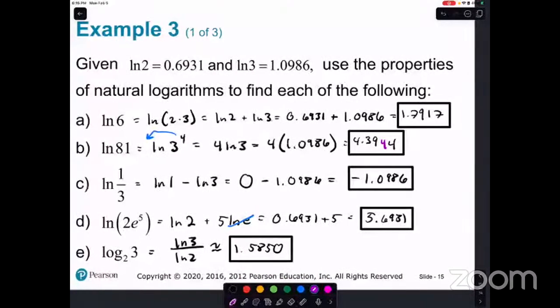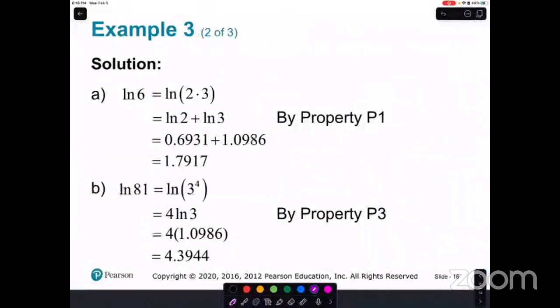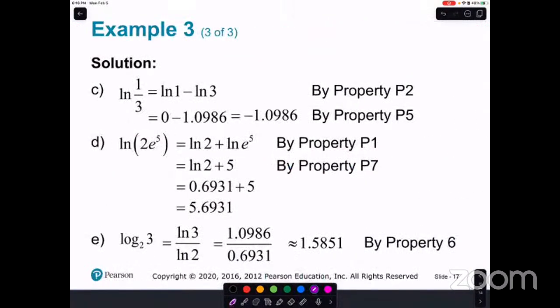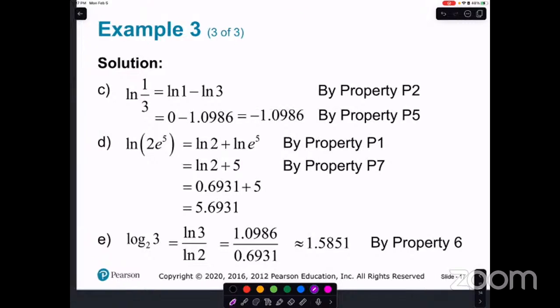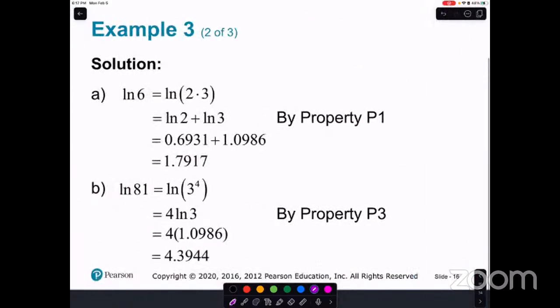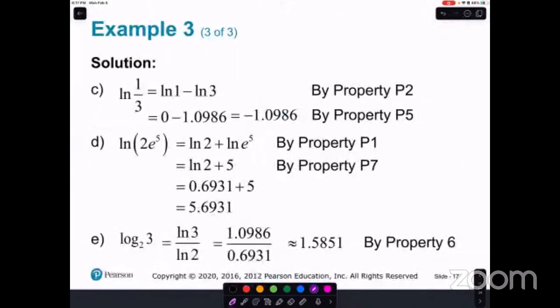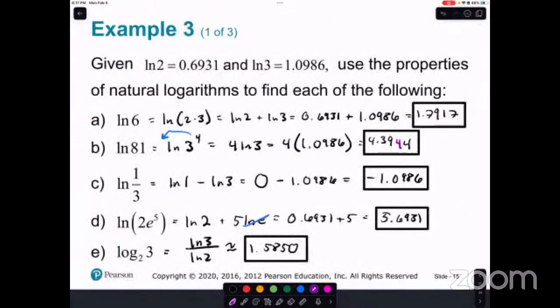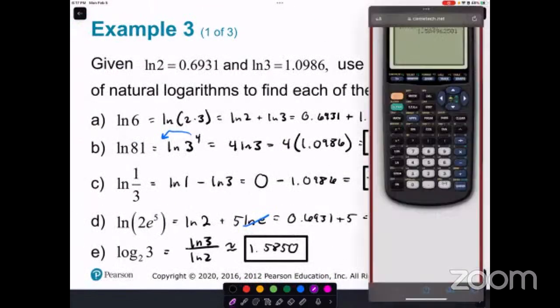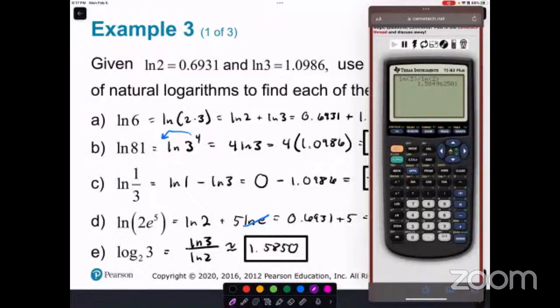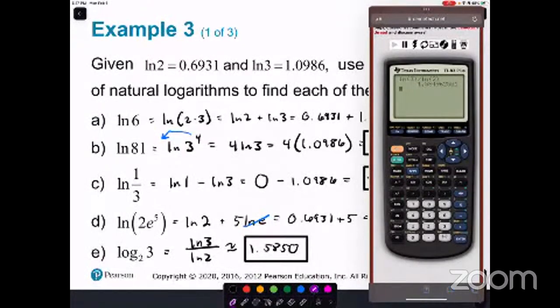Negative 1.0986. Okay. 6931.5. Did I get that one wrong? I think I got that one wrong. Oh, we got it. And then 1.5850. Okay. 51. No, they probably did some rounding somewhere. 5849. That's definitely 5850.